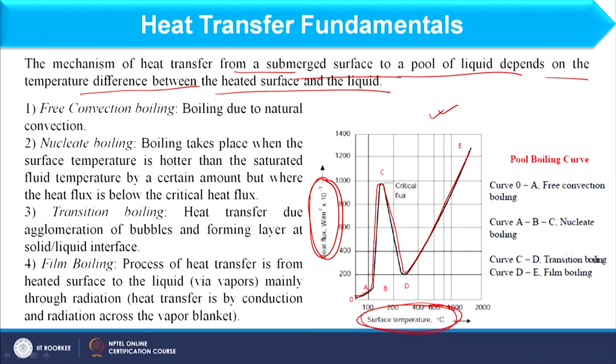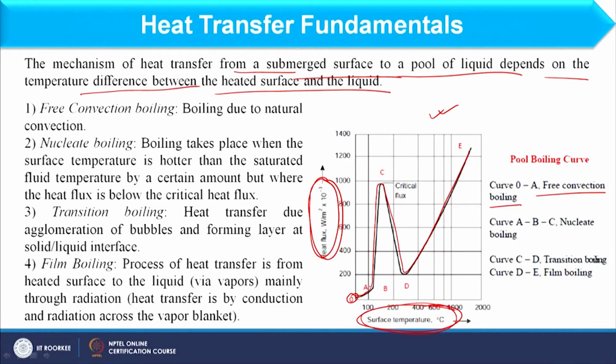So, if you see here, I am having different regimes. If I consider 0 to A, it is basically free convection boiling. At this time the heat is transferred to the liquid, and liquid droplets take the heat and recirculate in the pool. In this way free convection boiling is taking place, and further if we move beyond A, so A to B, and then to C, we consider that as nucleate boiling, because then bubbles will start forming.